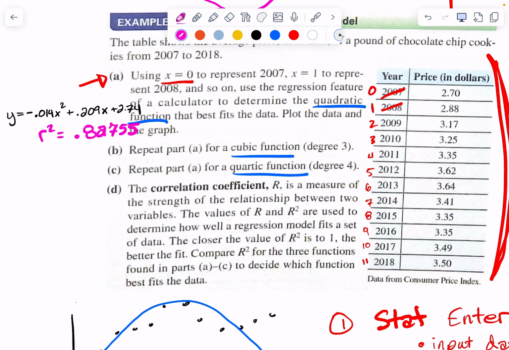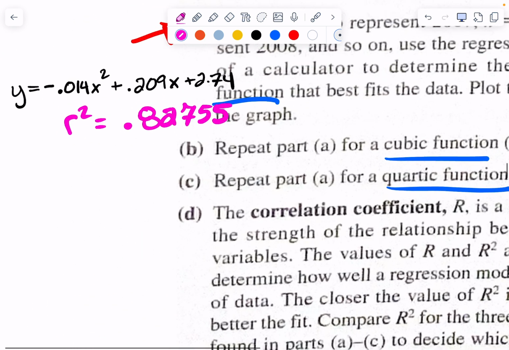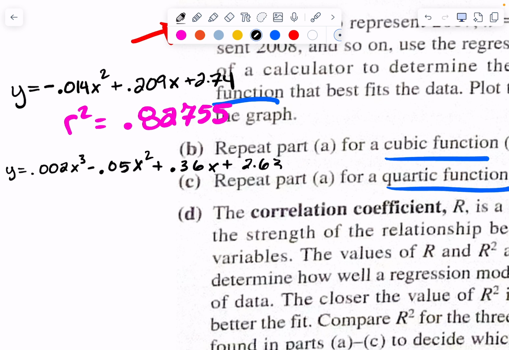Okay, let's do B and C where we repeat. So go to stat, go to calc, go down to, this time, cubic regression. Cubic regression, okay? And it's going to give me another equation, it's going to spit out another one. I just wrote them down, we'll talk about the R in a second. So my cubic regression will be y equals 0.002 x cubed minus 0.05 x squared plus 0.36 x plus 2.63, something like that.